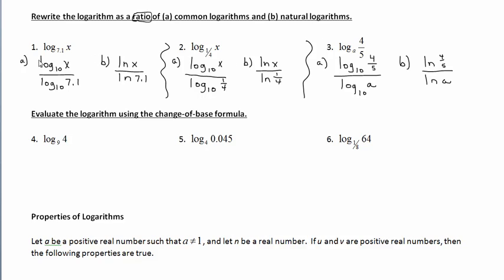In all three of these examples, when we changed the logarithm to a common log problem, I did input the base of 10 here and here, but it's not necessary because that's the understood base. So I could have just written log of x divided by log of 7.1. Here I could have just written log of x divided by log of 1/4, and likewise I didn't need the tens here. It's understood to be there if the base isn't written in. So I could have written log of 4/5 divided by log of a, but I just went ahead and put them in there.